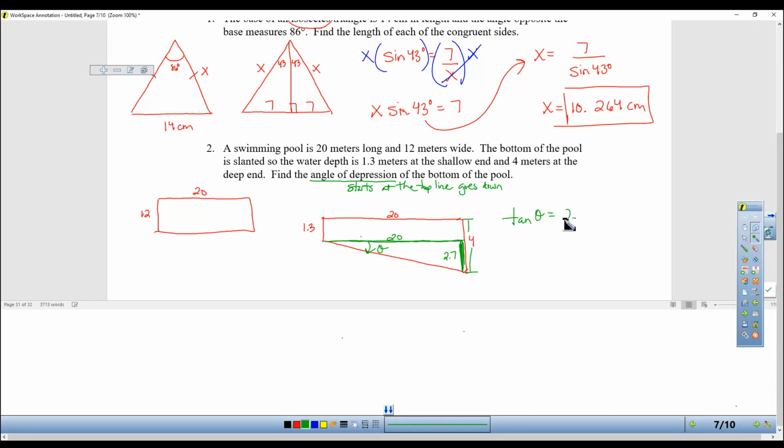So tangent of theta is equal to opposite over adjacent. Now, again, this is not on our list. It's not one of our known ones, but that's okay. Last section, we learned how to do inverse functions. And if your calculator is in degrees, then you can go ahead and type that in. So inverse tangent of 2.7 divided by 20 is 7.688 degrees. Which doesn't sound very steep, but it's a pool. I mean, think about it. People walk down it, so you don't want it to be very steep.